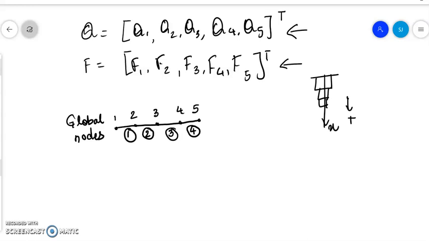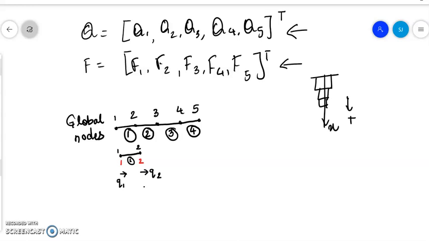Now let me break this up into 4 elements separately. So this is my element 1 with node 1 and 2. The ones that I'm writing on top of the element are the global nodes. Now as we know, it's a one dimensional element, so each element has two nodes. So this is node 1 of the element and this is node 2 of the element. The local displacements here will be denoted by small q1 and small q2.